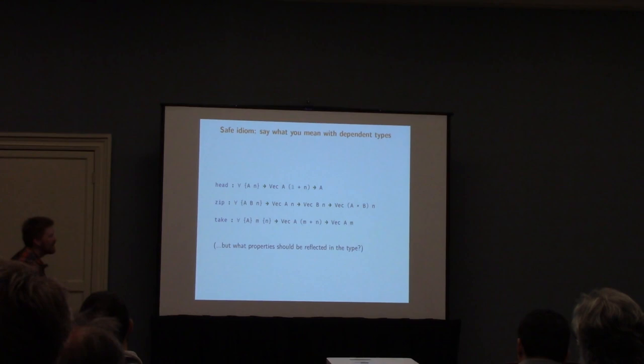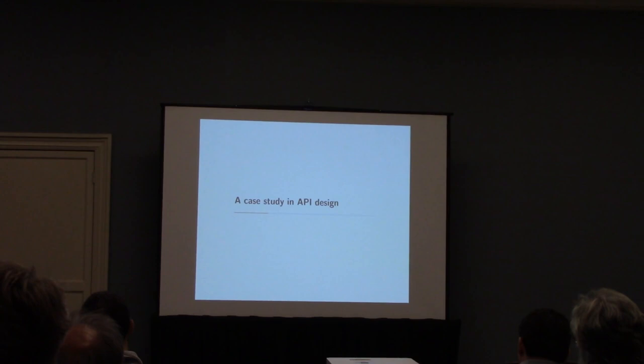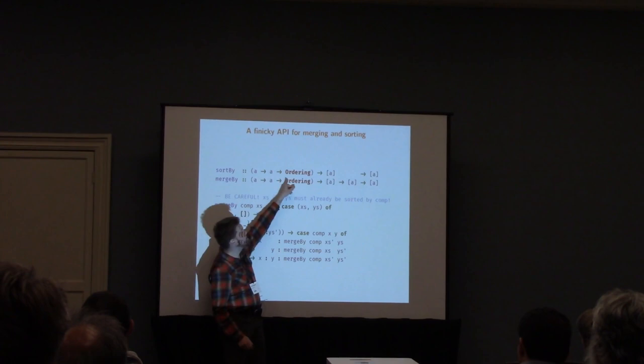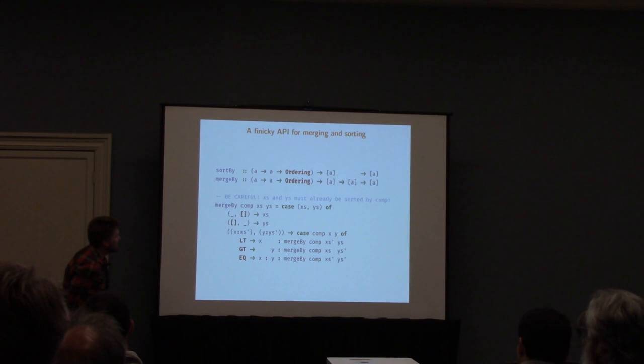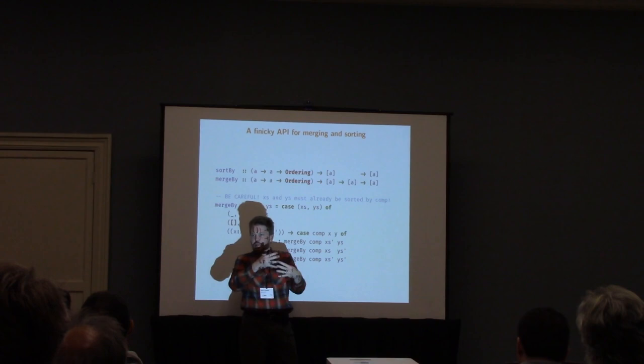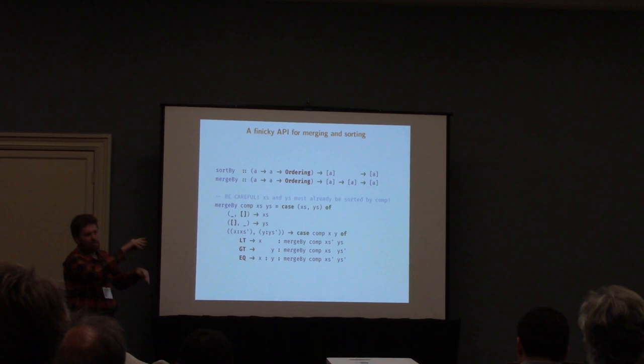Okay, so with all that in the back of our heads, let's look at a particular case study in API design. I want to look at these two functions for manipulating lists. The first one, sort by, takes a comparator and a list, and it gives you back the list sorted by that comparator. And the next one, merge by, also takes a comparator and two lists that are sorted by that same comparator. And then it can walk the two lists in parallel, comparing and merging as it goes, right? So you get a merge of two already ordered lists in O(n+m) time.